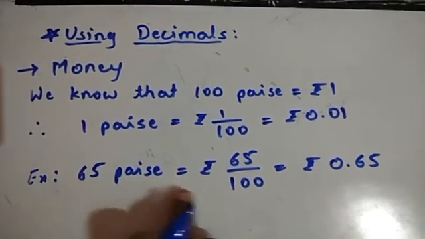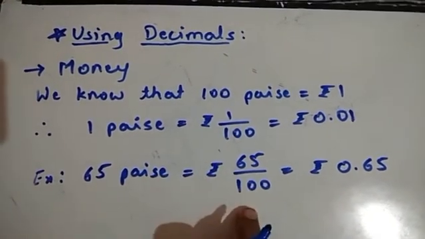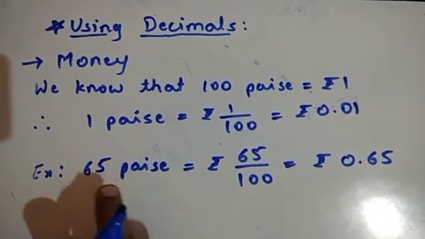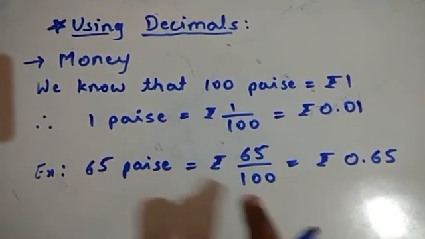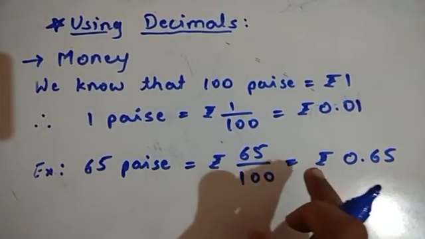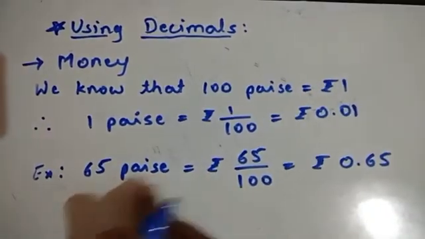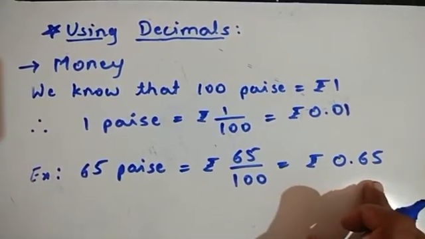See one more example here. 65 paise is equal to 65 upon 100. As 1 paisa is 1 upon 100 rupees, in the same way 65 paise is 65 upon 100 rupees. Now 65 upon 100 we can write in the decimal form as 0.65 rupees. Therefore 65 paise means 0.65 rupees.